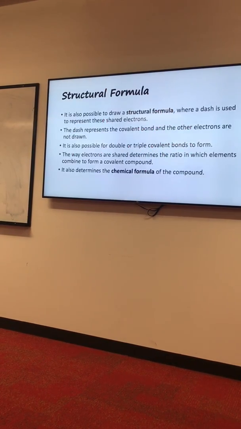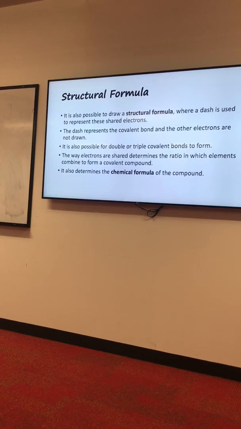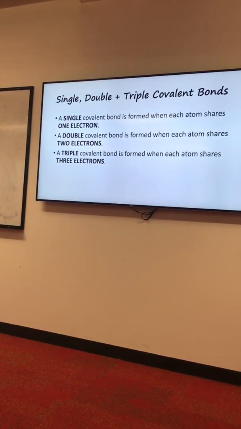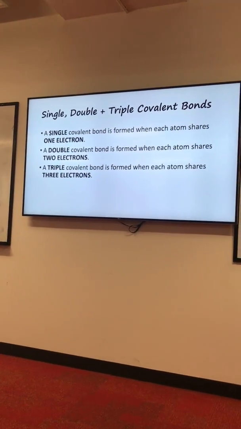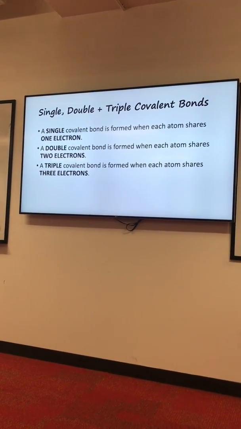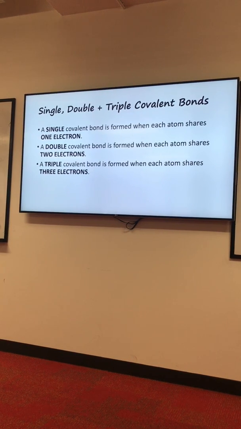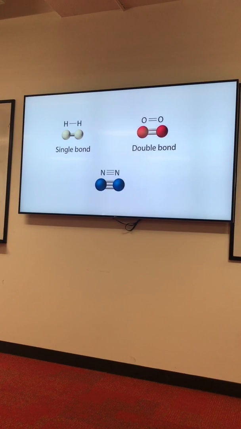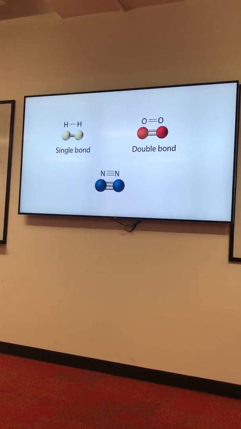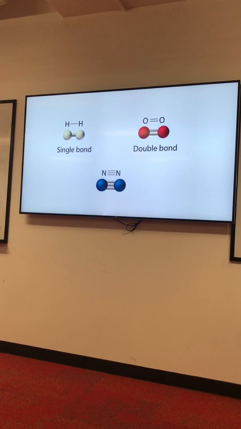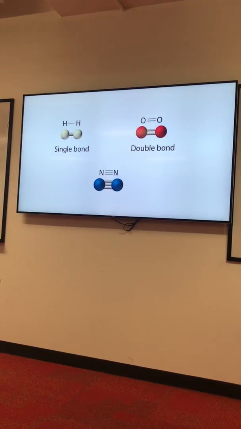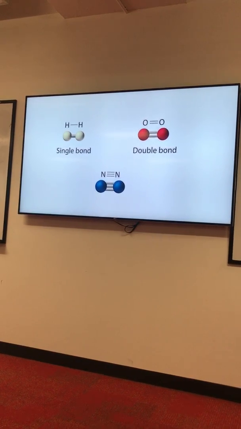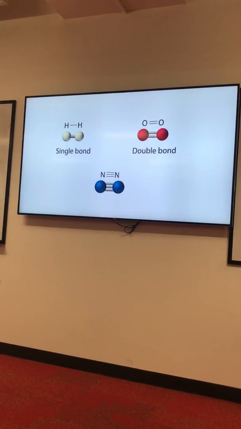Alright, we mentioned this structural formula, so you can actually use a dash to represent shared electrons. So if we have a single covalent bond, that is 1 electron shared, 2 electrons is a double, 3 is a triple, and you would represent those with 1, 2 or 3 lines. So in that first one, the one between hydrogen, it's a single electron being shared. In oxygen and oxygen, it's 2 electrons being shared, and in nitrogen and nitrogen bonding together, it is 3 electrons being shared.